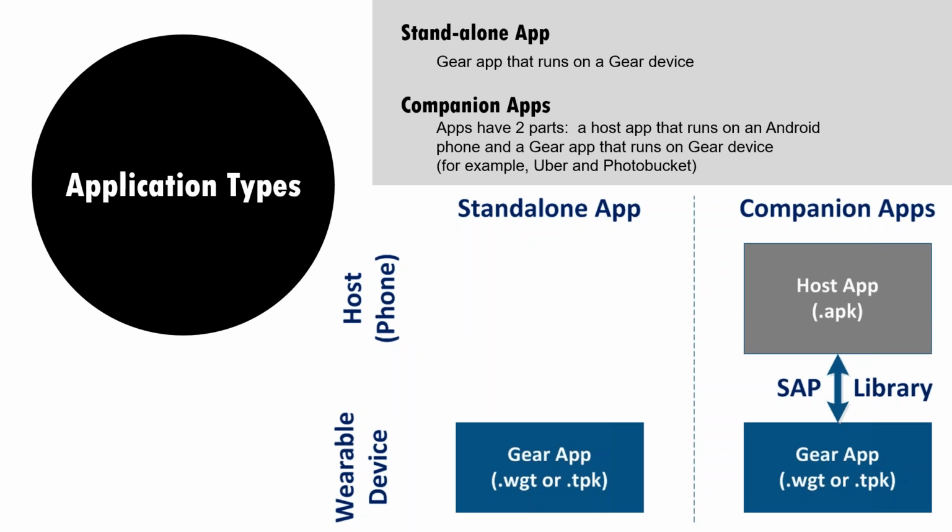The companion application has two parts. It has a gear application and it also has an Android application. So the gear and the Android application act like companions. So if you have any CPU-intensive things to do, you can use the mobile application and then send the data to the gear to display it. We also have something called the Samsung Accessory Protocol, using which you can handle all the socket communication between your gear and the Android app.